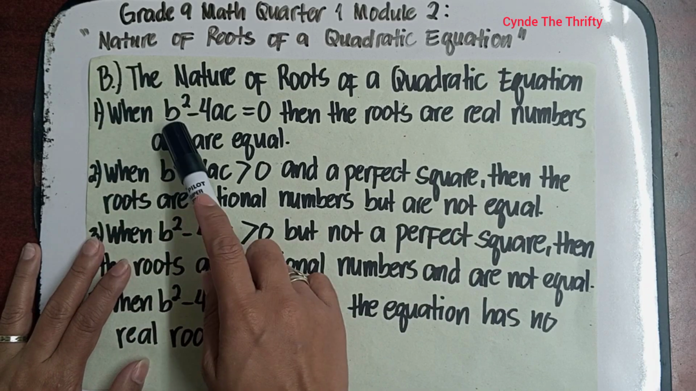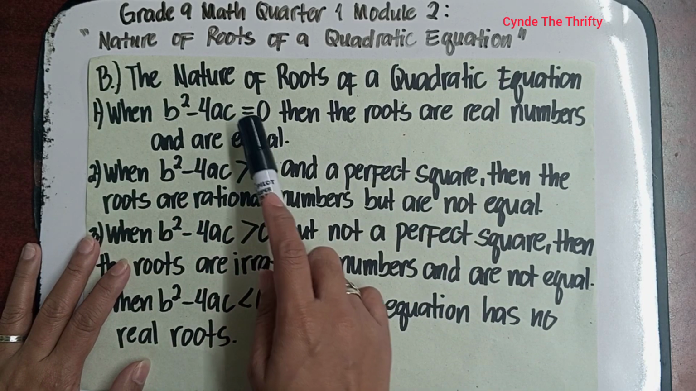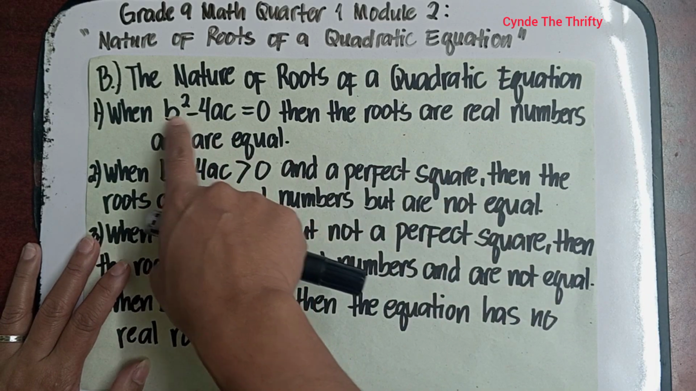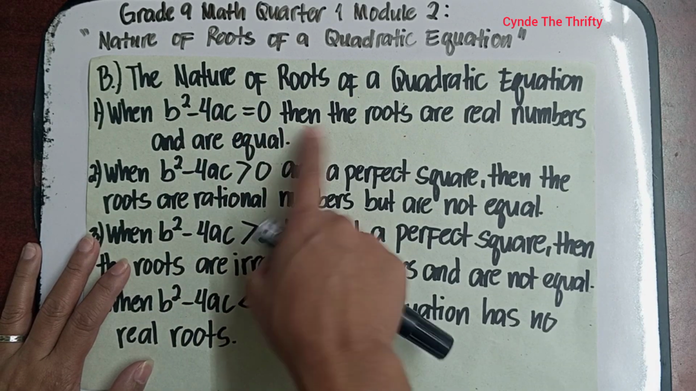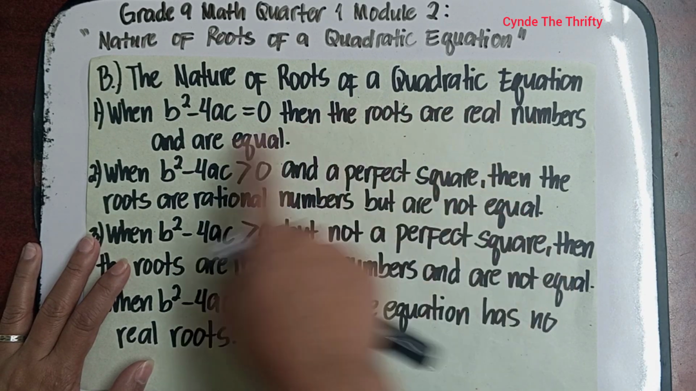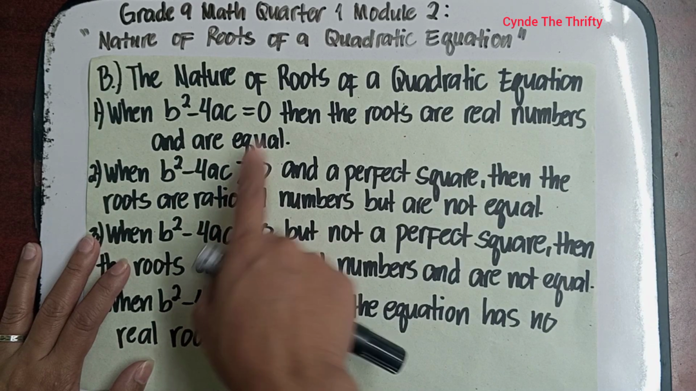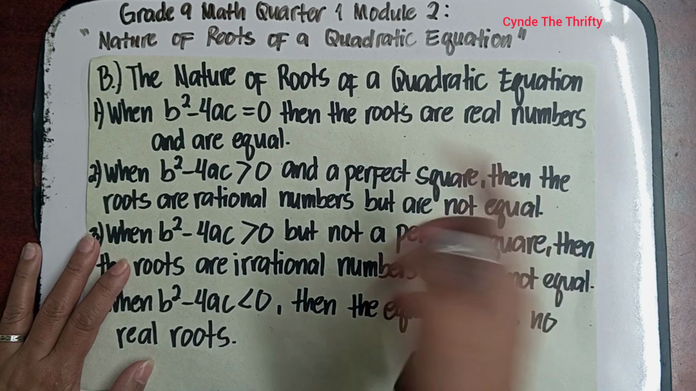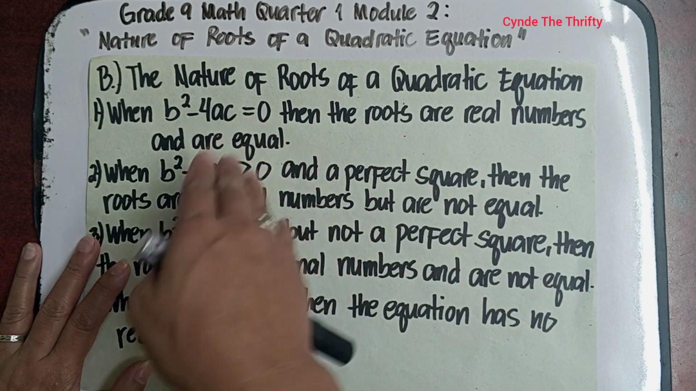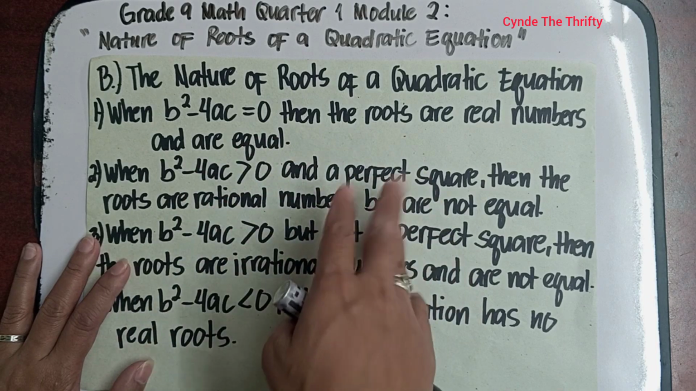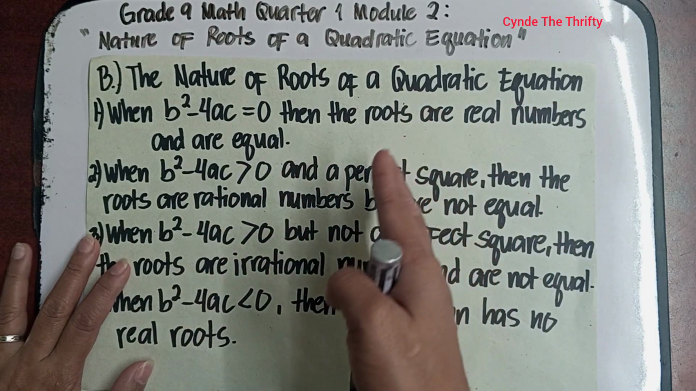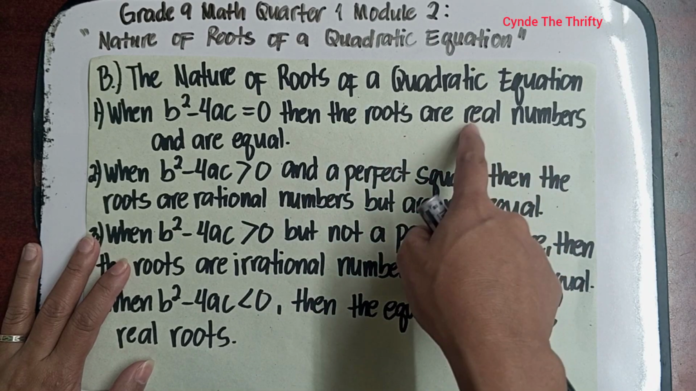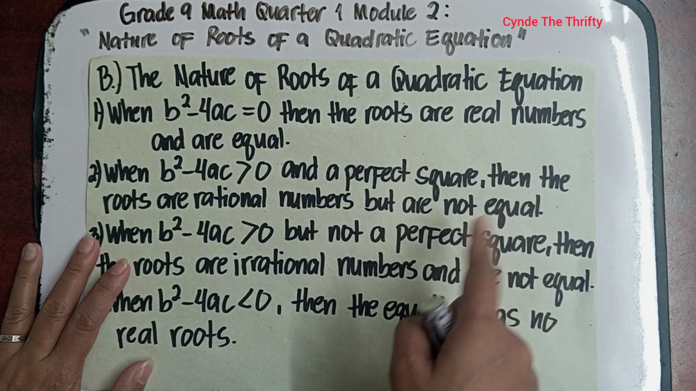First, when b squared minus 4ac is equal to 0, or kung ang value ng iyong discriminant is equal to 0, then the roots are real numbers and are equal. Okay, so ang roots mo are mga real numbers and equal. Ibig sabihin equal yung both sides ng iyong equation. And real numbers, pwede siyang maging rational number, irrational number. Yun ang tinatawag nating real numbers.